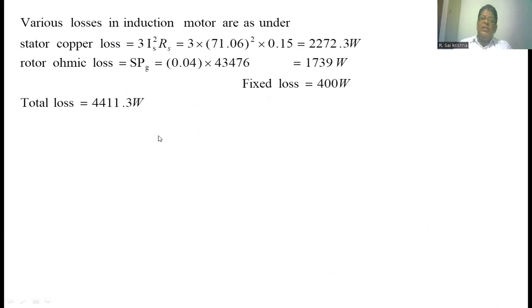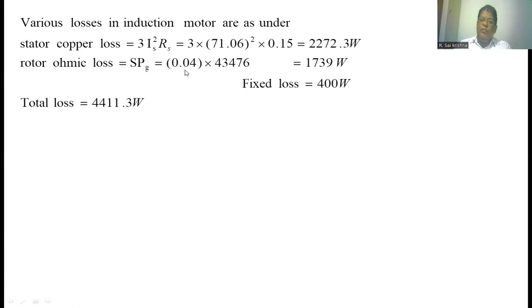Various losses occur in the induction motor. Stator copper loss equals 3 into IS square RS. So this is equal to 3 into 71.064 square into 0.15. IS we already calculated; phase current equals line current only, because it is star connected. RS value is also given as 0.15. Substitute all the values, we are getting 2272.3 watts.